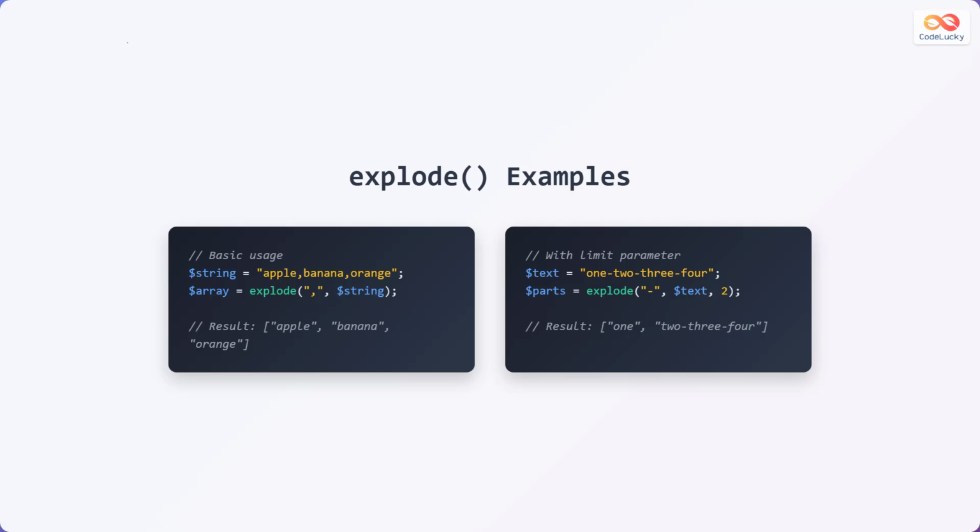Now let's look at an example using the limit parameter. The text variable is assigned to the value "1-2-3-4". Then the parts variable is assigned to the result of calling the explode function. The parameters passed to it are the delimiter, which is a hyphen, the text variable, and the limit, which is set to 2. The result is an array containing "1" and "2-3-4".